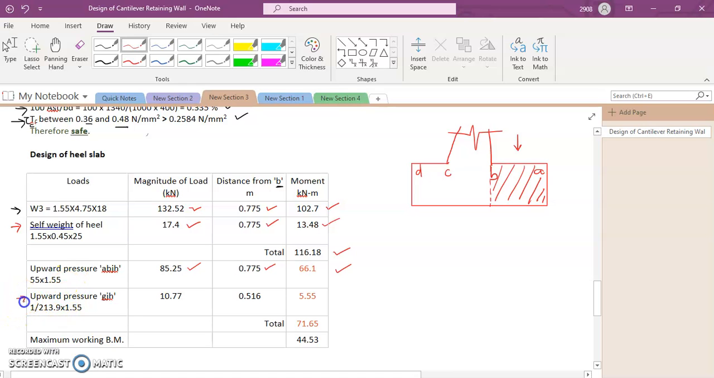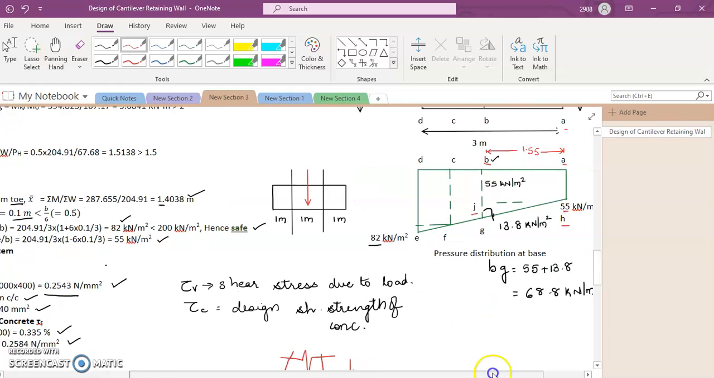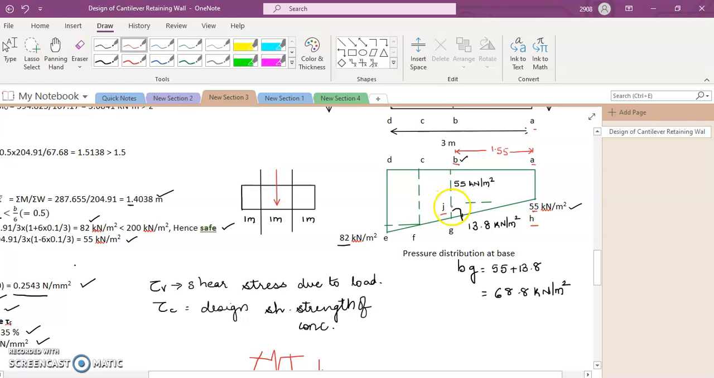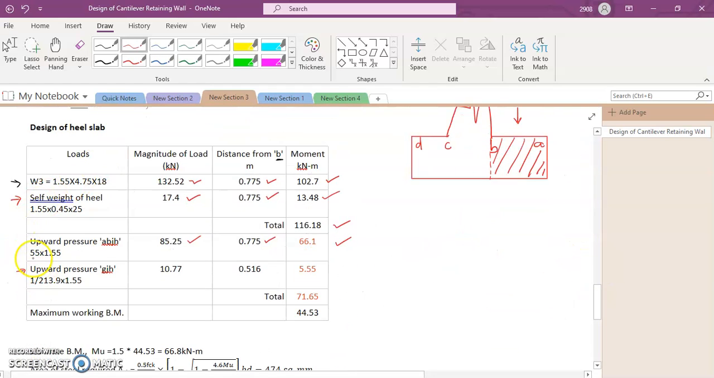The next one is the upward pressure due to the triangular part GJH. The base is again 1.55, whereas the height is 13.8 kilonewton per meter square. So we do half into base into height. Half into 1.55 into 13.8, and we get 10.77 kilonewton. Now the centroid of this triangle will lie at 1/3 of 1.55, which is 0.516 meter. So we get 5.55 kilonewton meter.